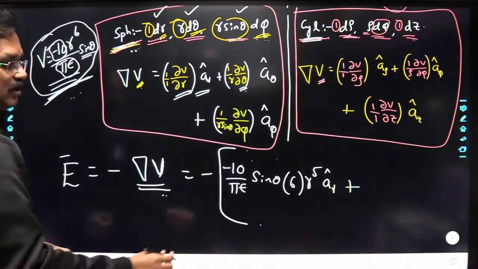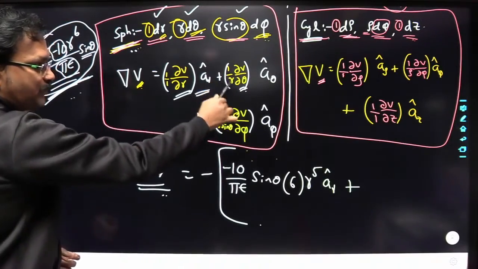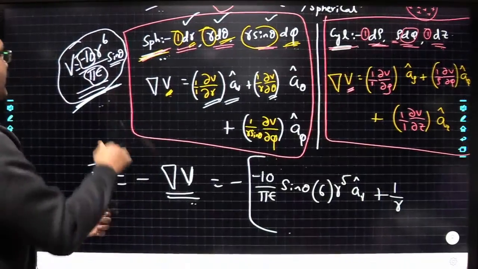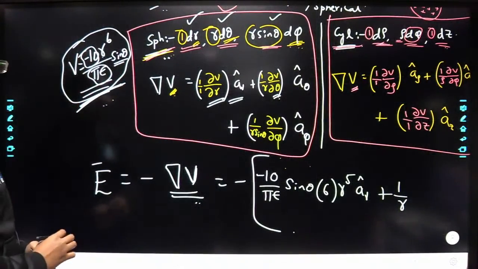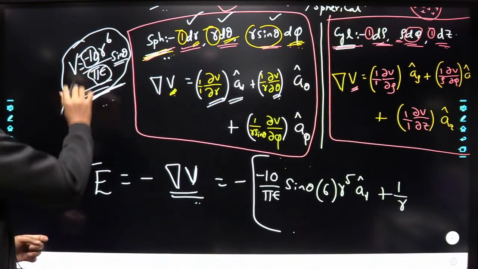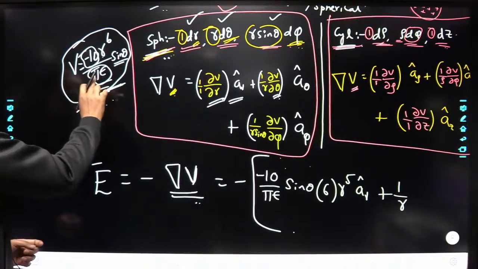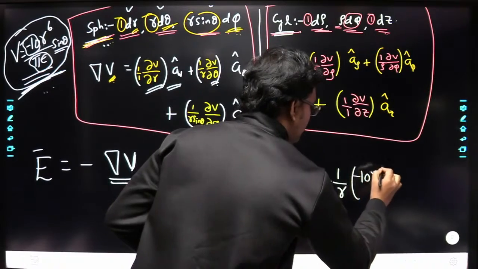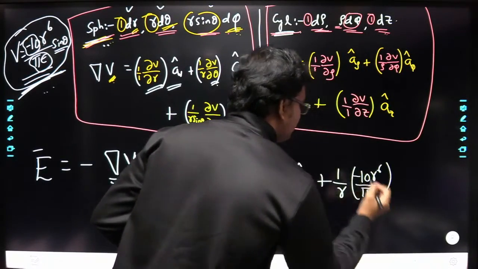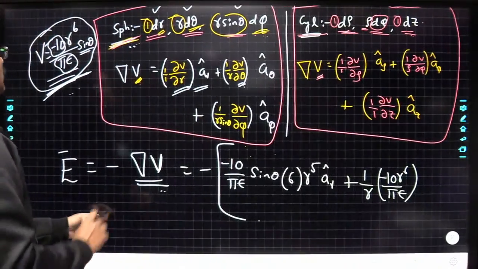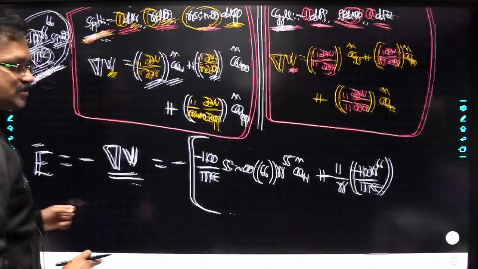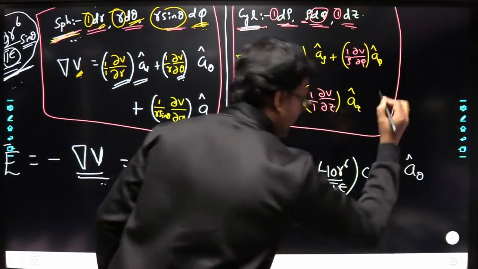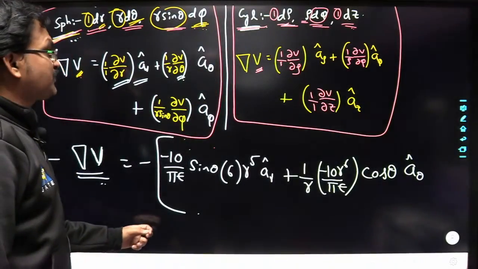With respect to theta, and you have to multiply with 1 by r. So here I am multiplying with 1 by r. Now try to differentiate this potential with respect to theta. Whenever you are differentiating with respect to theta, this minus 10 r power 6 by pi epsilon is constant. So I am writing that constant term here. Now the differentiation of sine theta is nothing but cos theta A theta cap. Right. Okay. Next.